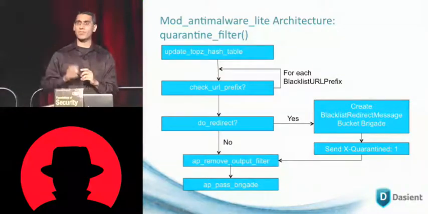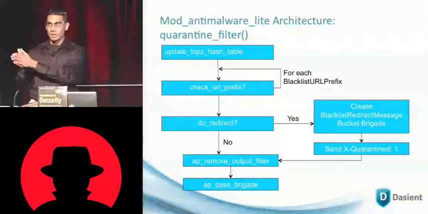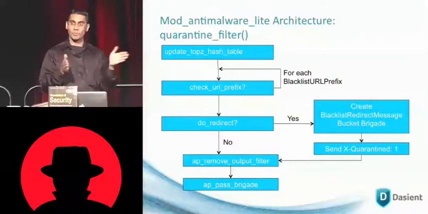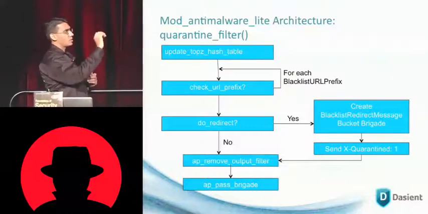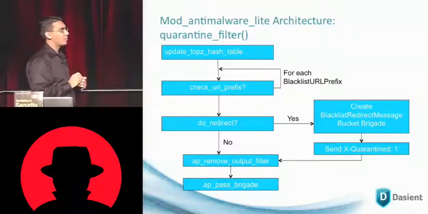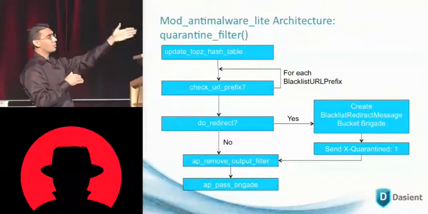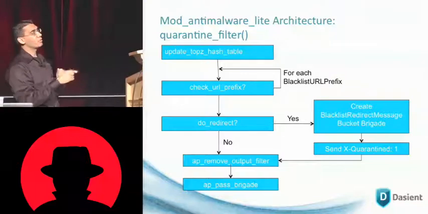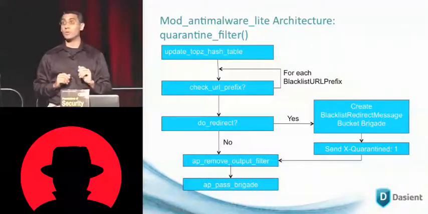For those of you that are familiar with Apache and its architecture for modules, it keeps a passive set of buckets that go through processes. We'll construct a bucket brigade with the blacklist redirect message and serve that. If we shouldn't do a redirect, the one other thing that it'll do is it will send an HTTP response header called xquarantined1.